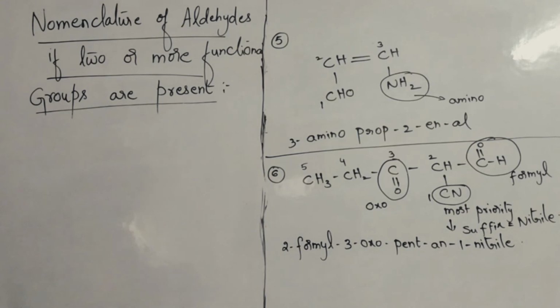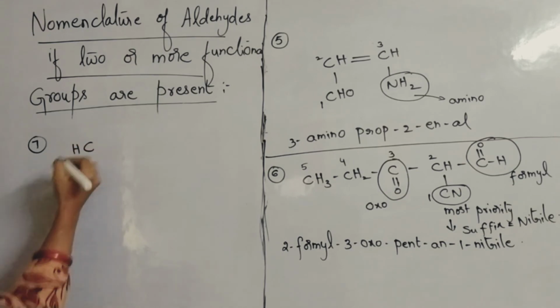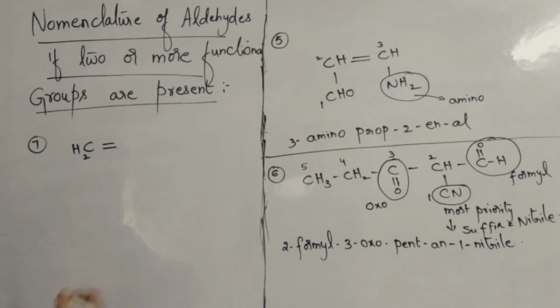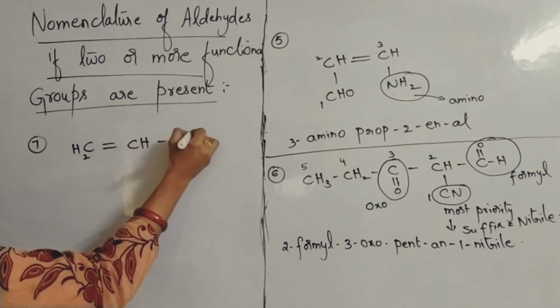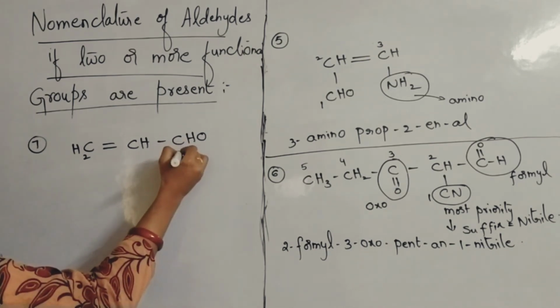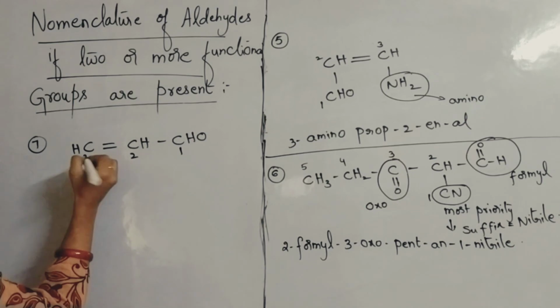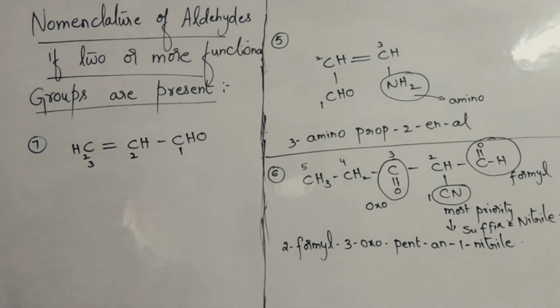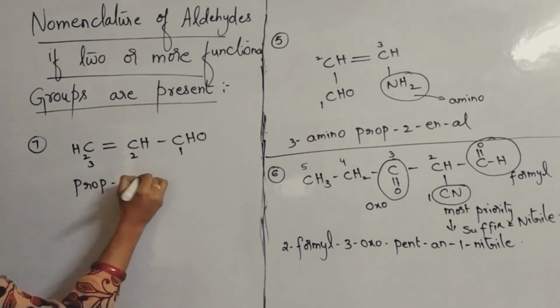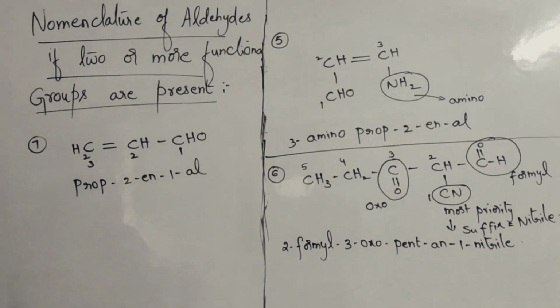Right. Next, moving on from the six examples we have learned, the seventh example: CH2 double bond CHCHO. Let us give the naming for this compound. It's very easy. Now 1, 2, 3. It is prop-2-en-1-al, isn't it? Prop-2-en-1-al is the name of this compound.